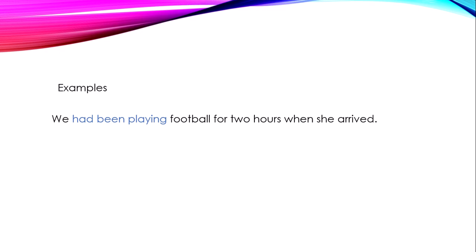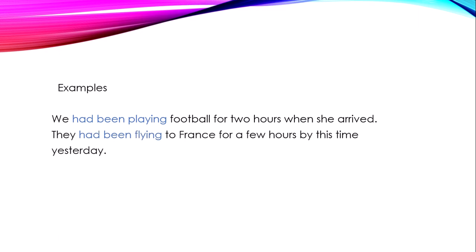We had been playing, so simply it is the past perfect continuous and is the first action. The second action is when she arrived. And notice that the first action is a long action. We have for 2 hours. Another example.